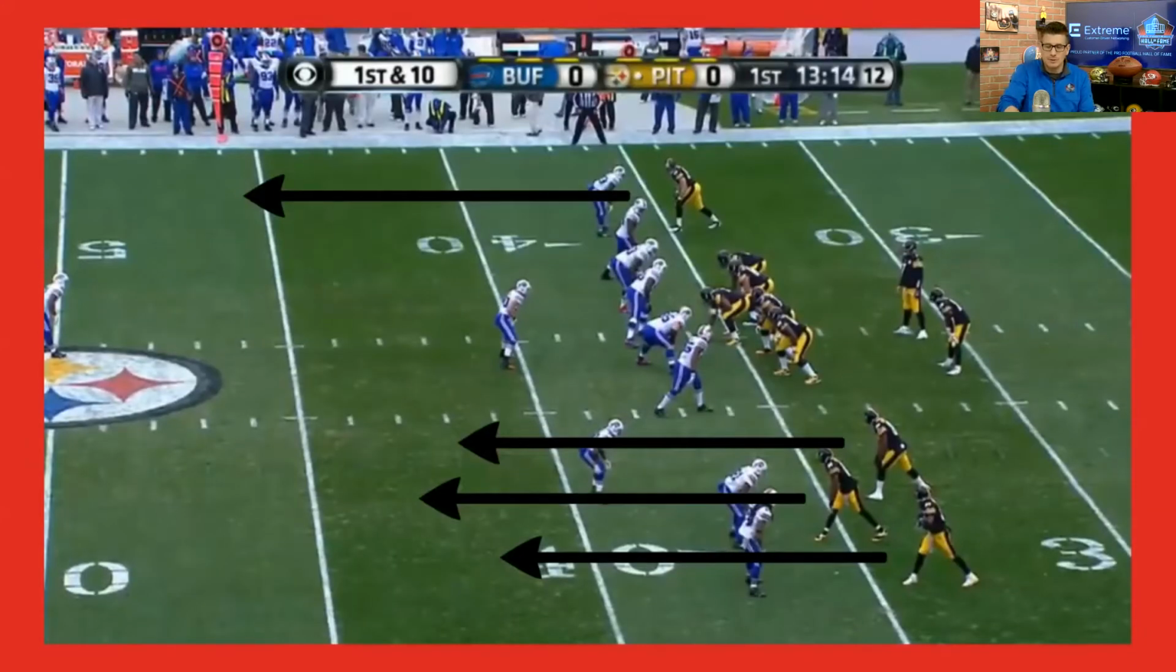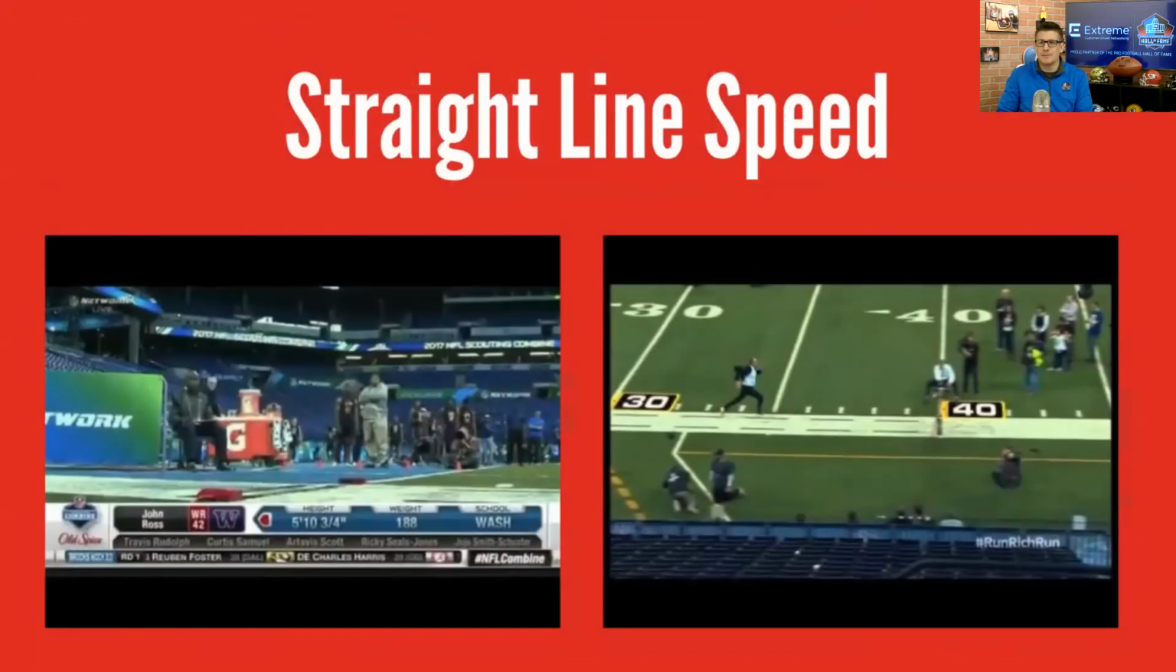But what we also see is movements that are straight lines, or straight line speed like the 40-yard dash. We're going to look at two examples of the 40-yard dash. One is John Ross, who ran the fastest 40-yard dash in NFL Combine history, and then Rich Eisen, who was very slow, but he's not in the NFL. He's a commentator, but he raises money from doing this as well.